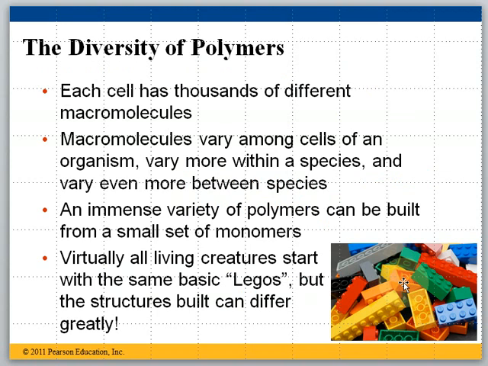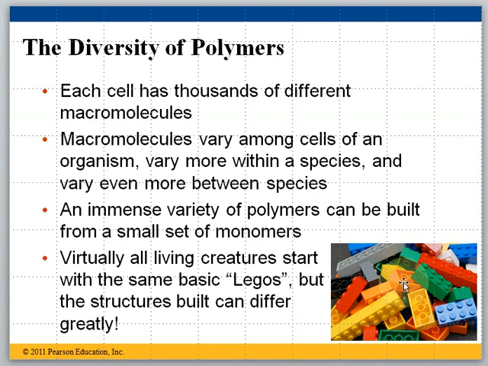Now the cool thing is the diversity of all these polymers. Each of these polymers can be very large and very complex, and each of your cells within a human body or any living creature has thousands of these different large macromolecules. And the macromolecules can be different ones based on which cell we're talking about. So the macromolecules within a skin cell may differ from the macromolecules within a muscle cell. And then you have even more variety if you're comparing different species.